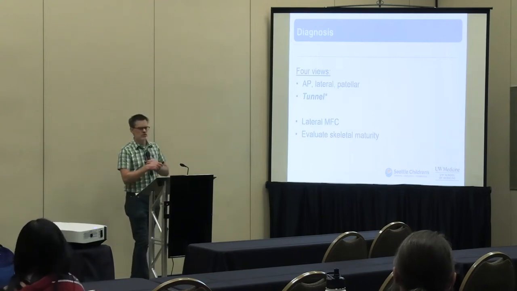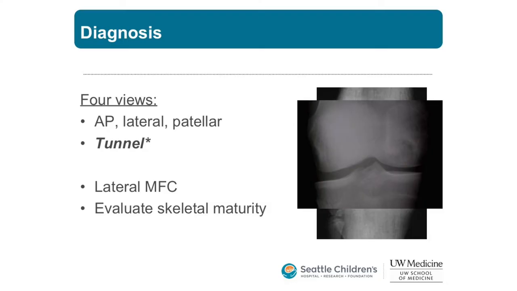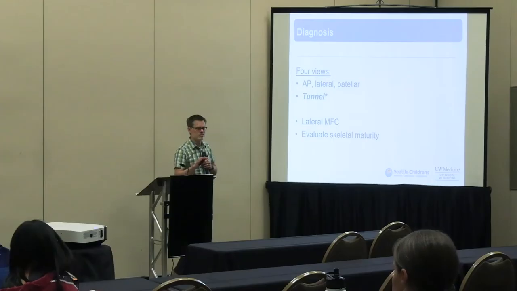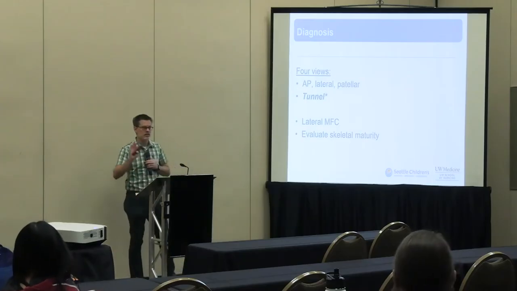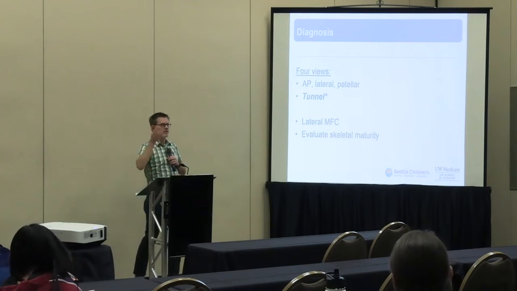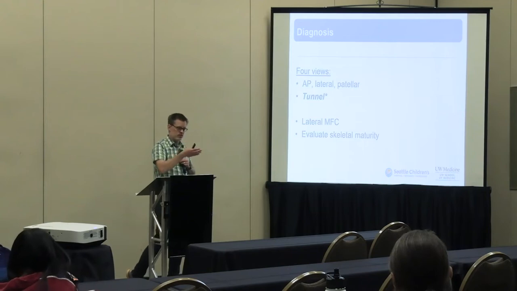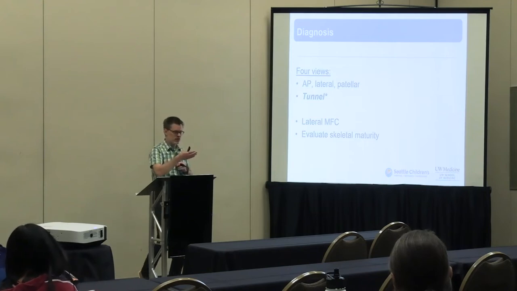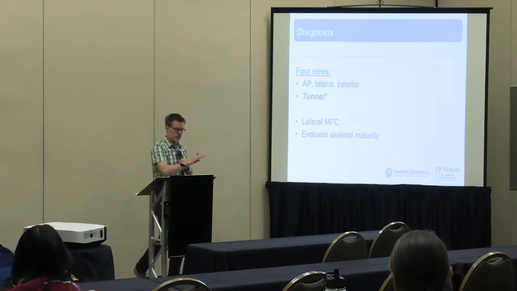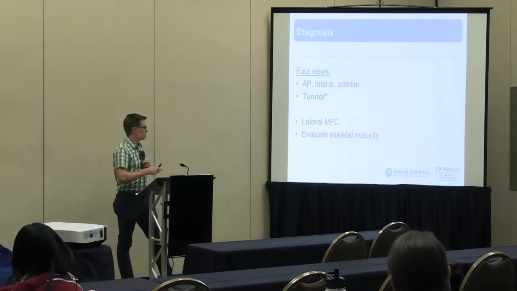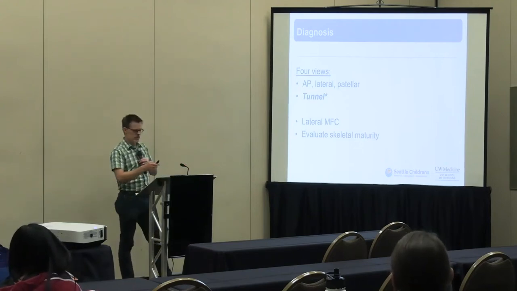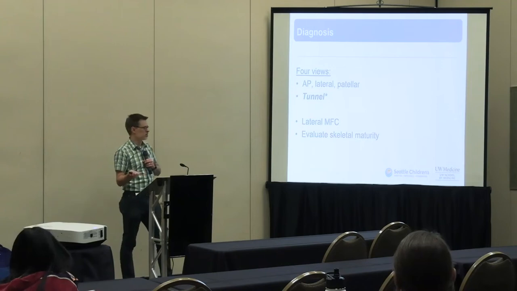These are the views I like to get. A lot of ERs will just do like one or two views. The big one for this is the tunnel view, and that's with the knee slightly bent, and you get a little bit better view. The most common spot for OCD lesions is on the lateral aspect of the medial femoral condyle. I'll show you some pictures, okay? But it's also a little bit on the posterior side, and so by going into a little bit of flexion to get this tunnel view, you get a little bit better view of that, okay? The x-rays also allow you to assess what their skeletal maturity is like.